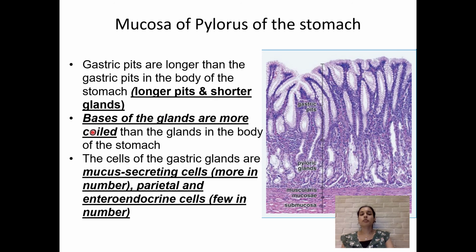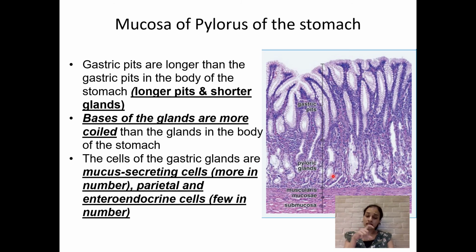The bases of the glands are more coiled here compared to the glands in the body of the stomach. So when a section is taken, you can see more circular areas here. That is due to coiling of the gastric glands, which you can see here at the base. The cells of the gastric glands are mostly mucus secreting cells. There are a few parietal and enteroendocrine cells, but they are very few. Most are mucus secreting cells, which form a protective layer.